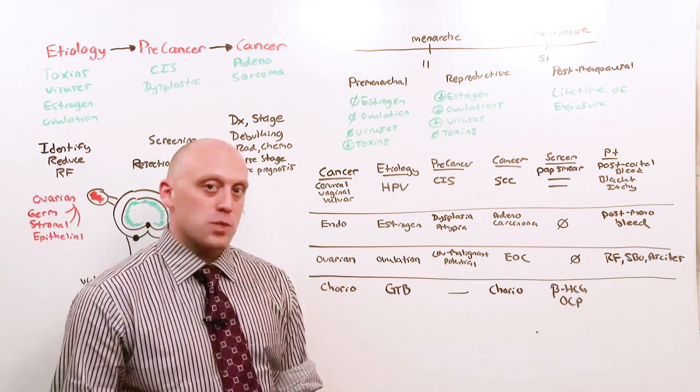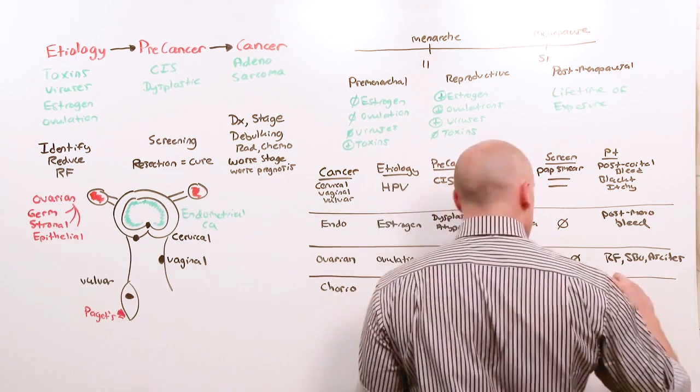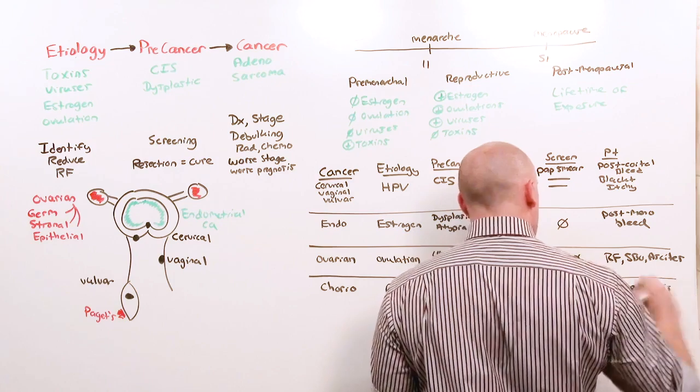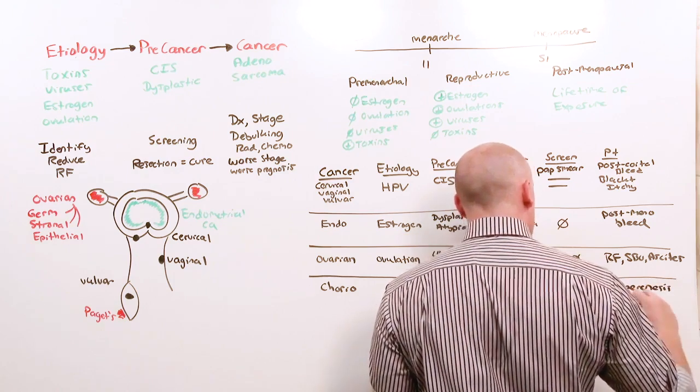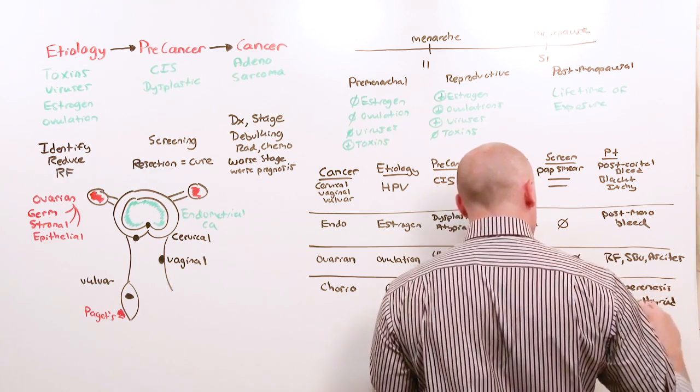And the patient is going to present with symptoms of elevated beta-HCG, which is going to be things like hyperemesis gravidarum, hyperthyroid, and size dates discrepancies.